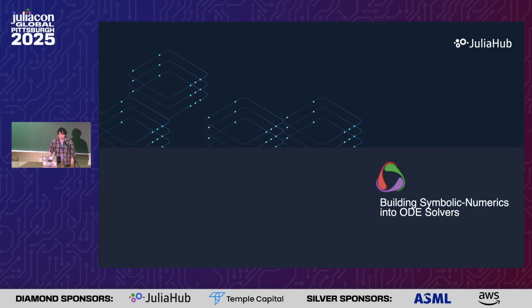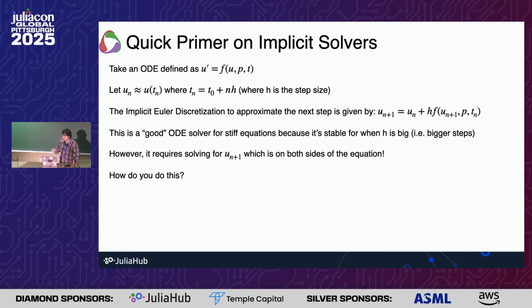And that was without ODEs involved. Now how do we bring all of this to the ODE domain so that we can continue to cheat even better? To figure out how to do this, let's take a quick primer on implicit solvers. If you want to solve a differential equation, the simplest implicit solver is the implicit Euler method: u_{n+1} = u_n + h f(u_{n+1}, p, t_{n+1}).